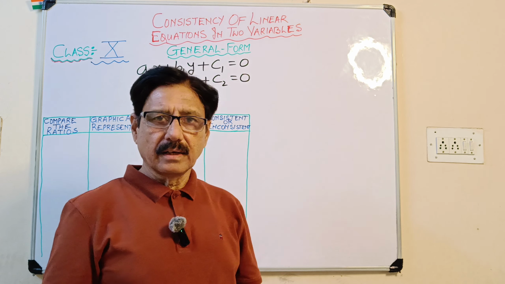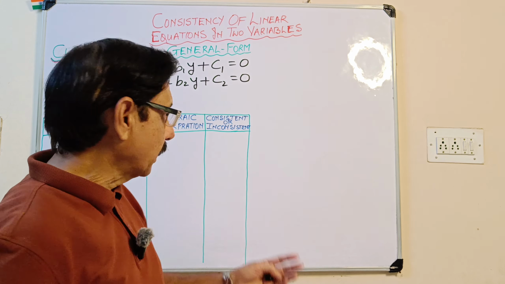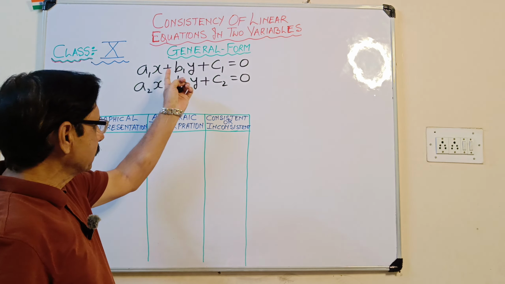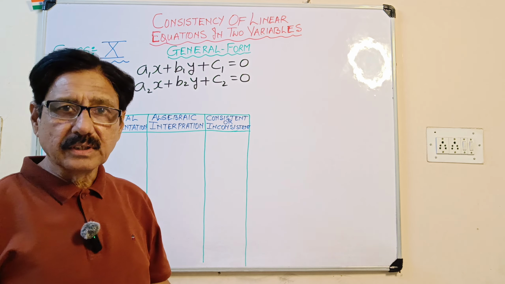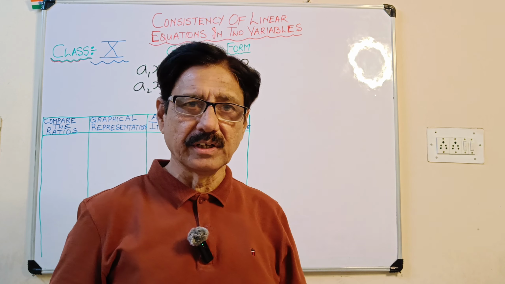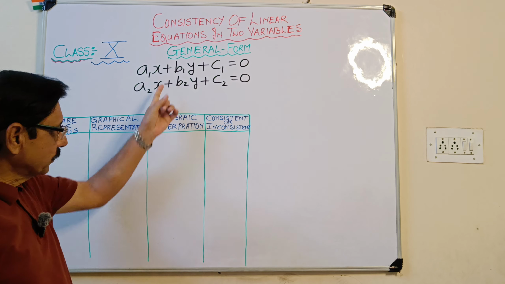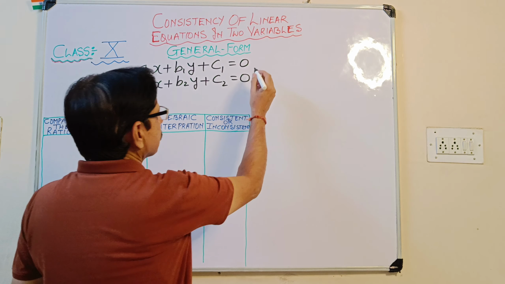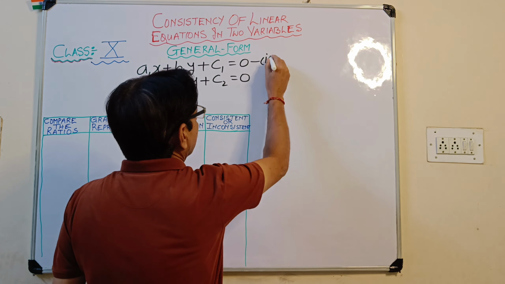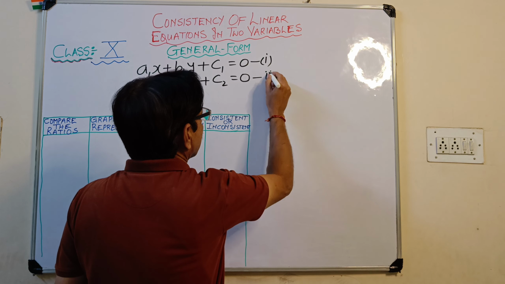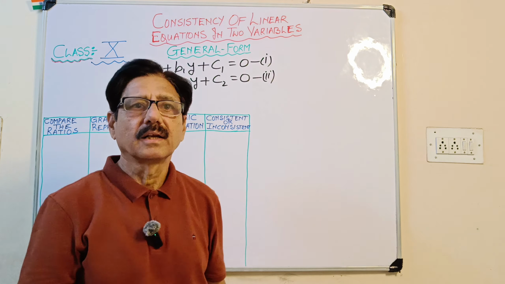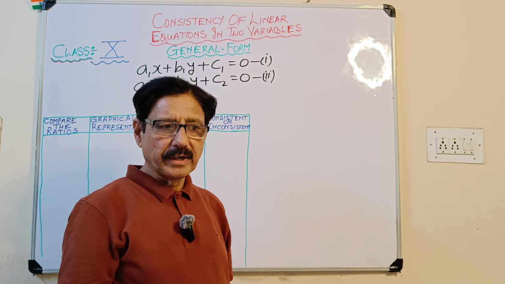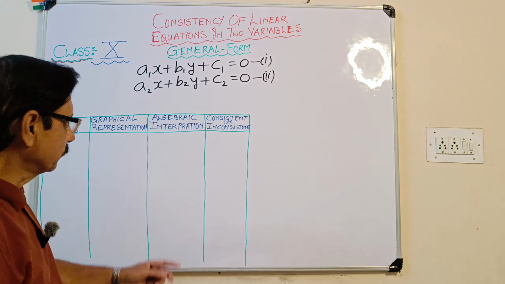Already in the substitution method you have done this, so you know the meaning of a1, b1, c1 or a2, b2, c2. These are the numerical coefficients. This is the first equation and this is the second equation. A pair of linear equations you will always get, because with one equation in two variables you cannot solve it by any of the methods.